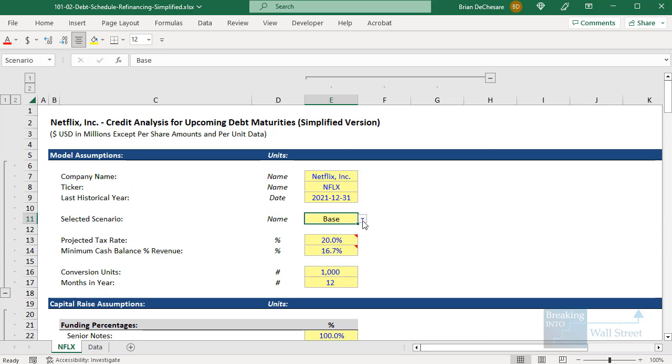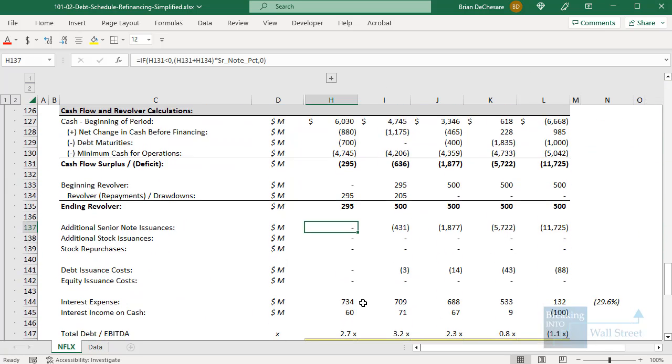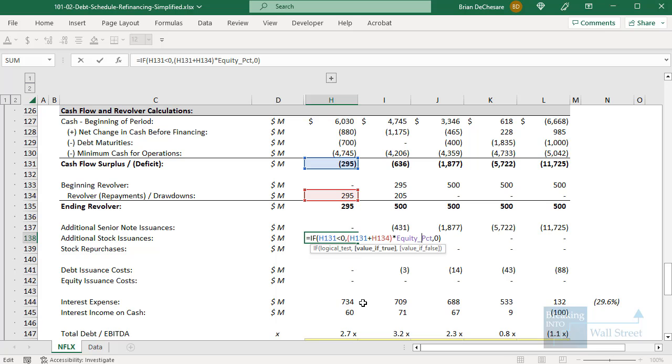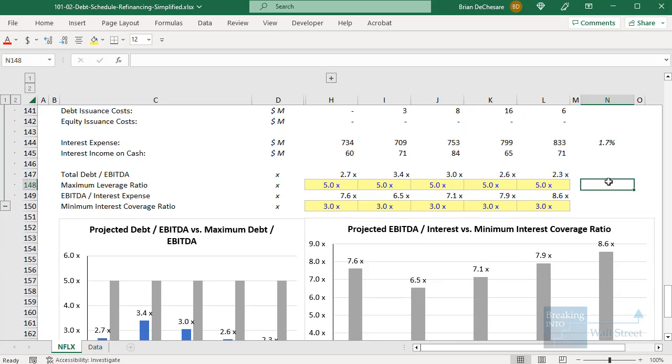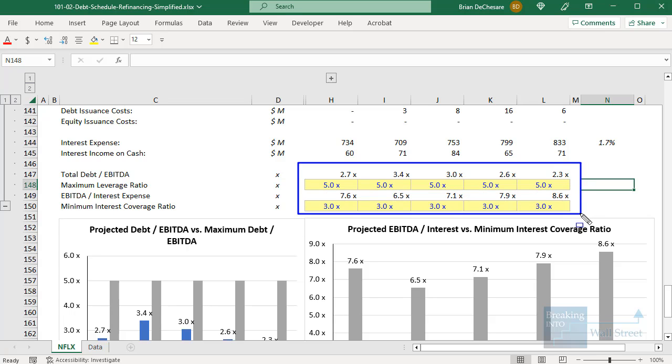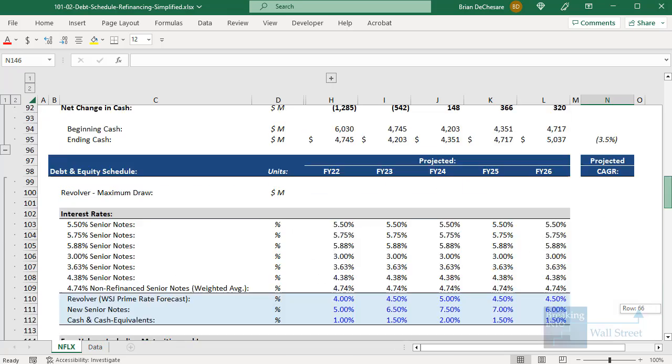If we change the case to the downside case now, first of all, we can see that the additional senior note issuances here are off. I forgot to include a negative sign in front. I also forgot to do it for the additional stock issuances. So let's fix both of those quickly. And now we get a more sane schedule. In this downside case, we're still pretty much fine. We get a little bit lower on the EBITDA to interest, and the debt to EBITDA goes up a little bit higher, but 3 to 3.4x versus a maximum of 5x is fine. There's nothing really to say about that.